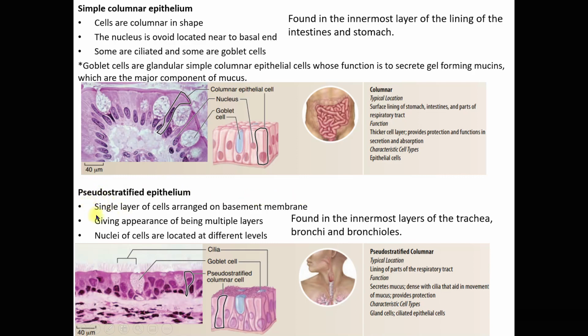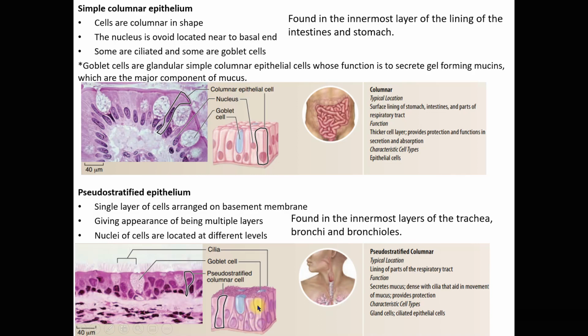So pseudostratified epithelium is a single layer of cells arranged on the basement membrane. Again, this is the basement membrane, and this is the single layer of cells that appears to be stratified. It gives the appearance of multiple layers, and the nuclei of the cells are located at different levels. You can see some of these nuclei are located near the basal end, some are located above the basal end.